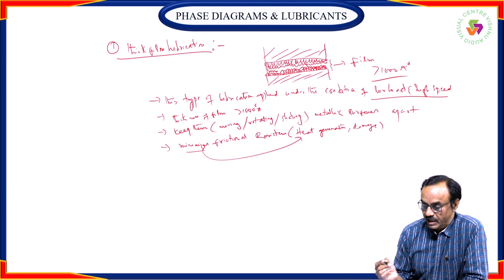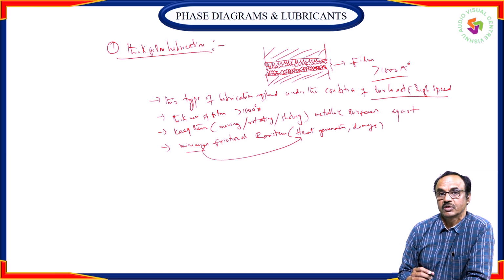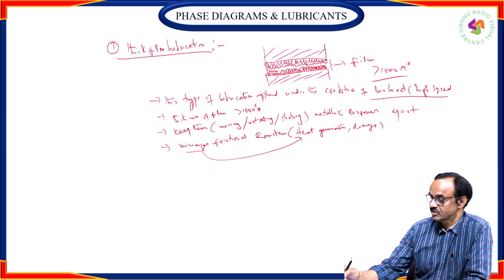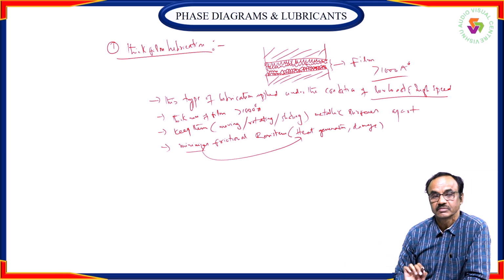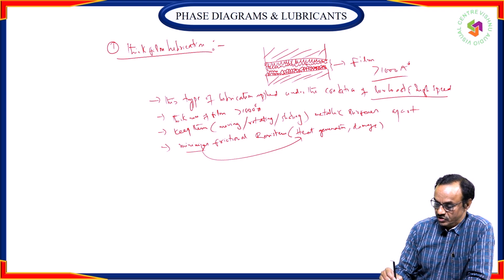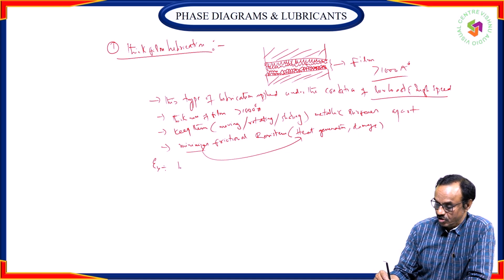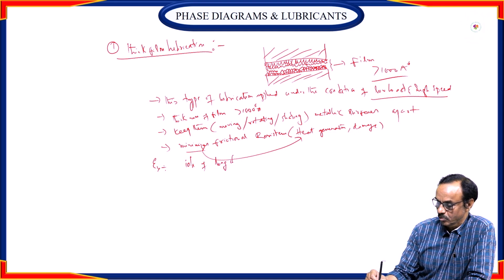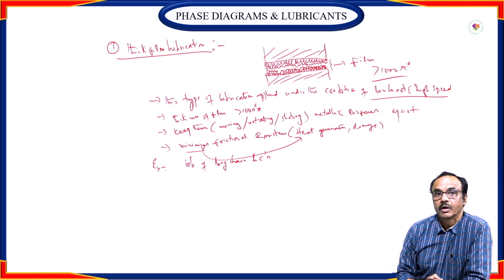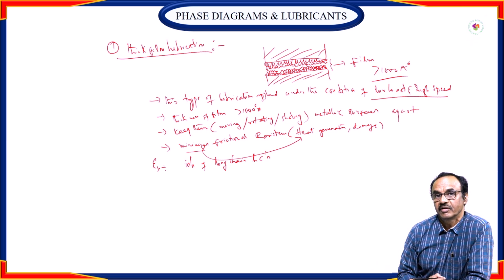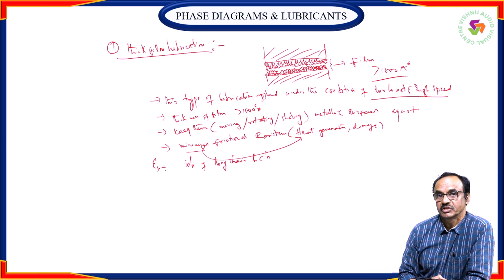So, the main oils that we use under these conditions, low load, high speed, are oils of long chain hydrocarbons. Oil that we use as lubricant: oils of long chain hydrocarbons. Example where we apply this kind of lubrication.